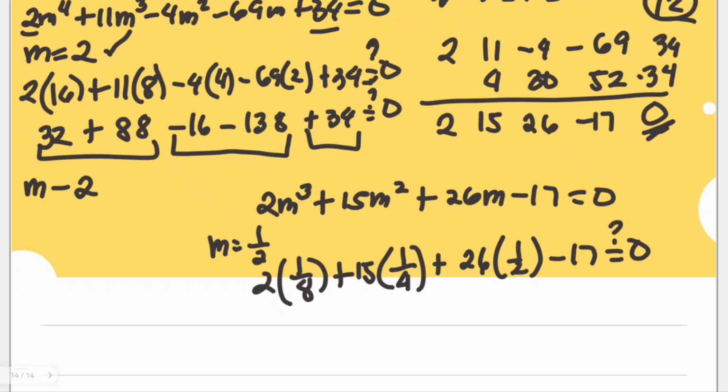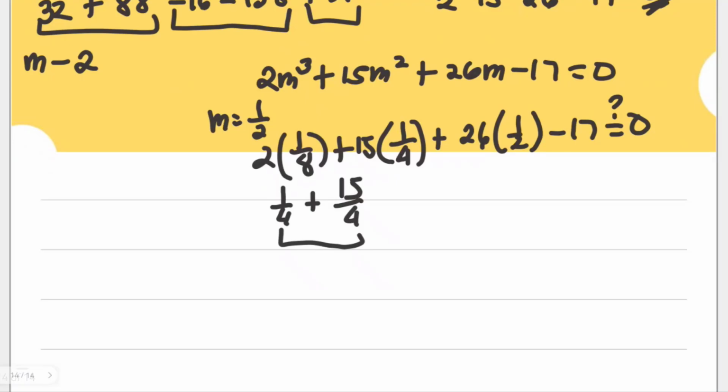So you have 2 times 1/8 is 1/4. Here you will have 15 over 4ths. Okay, that would become an integer, so it's interesting here. Plus you will have 13, that 26 times 1/2 minus 17 is equal to 0. This is 16 over 4, which is just equal to 4. Yes, so 4 plus 13 is 17, and then you will have here minus 17, and then that's correct.